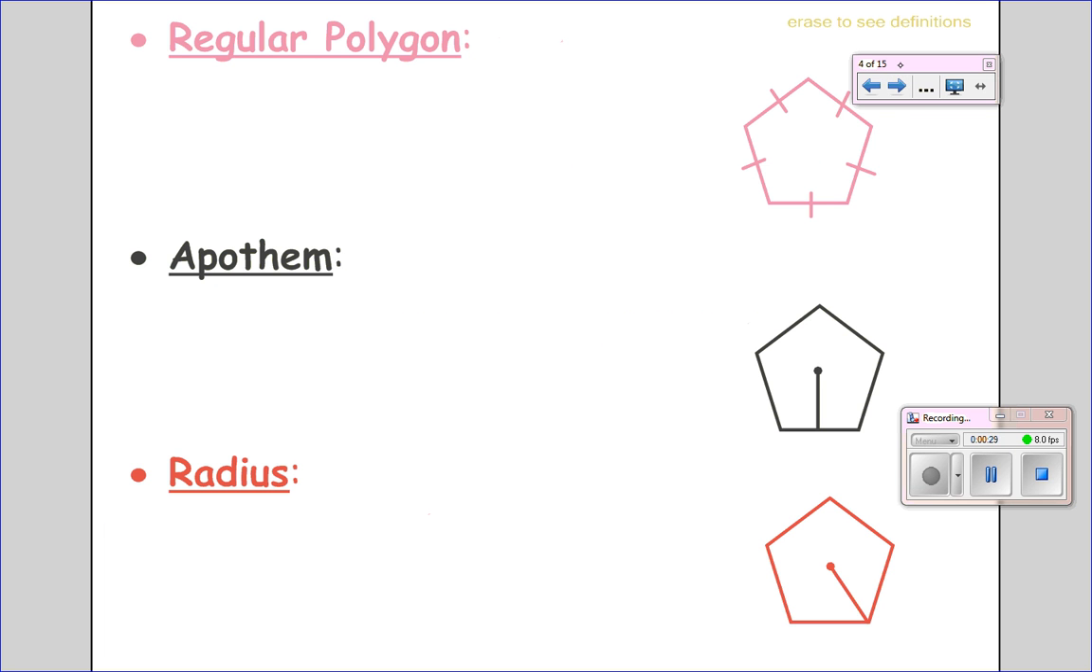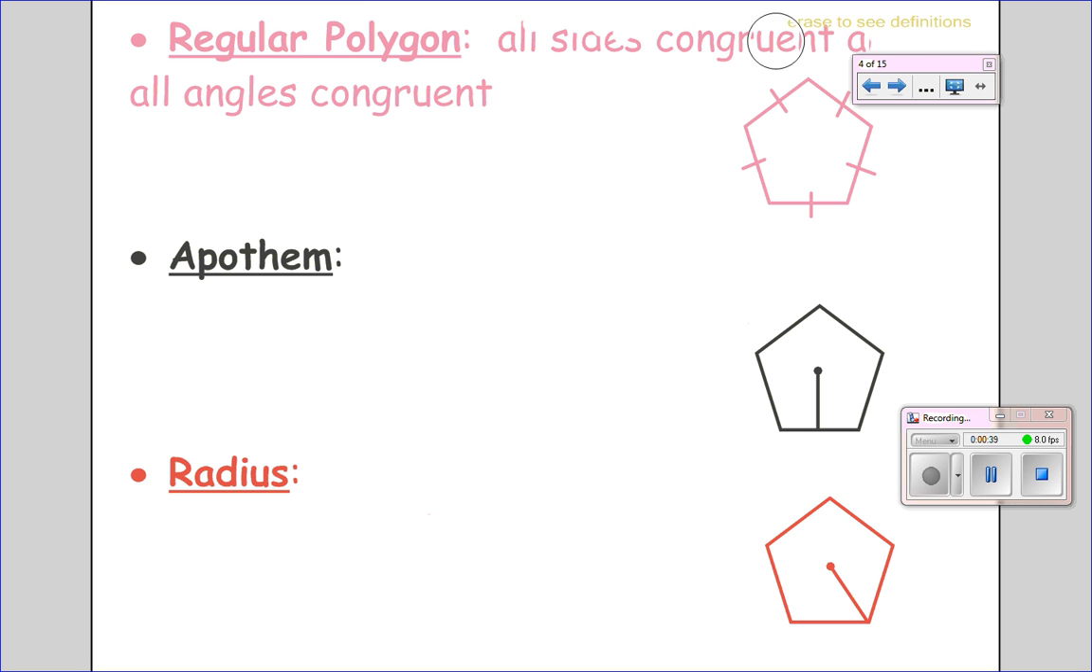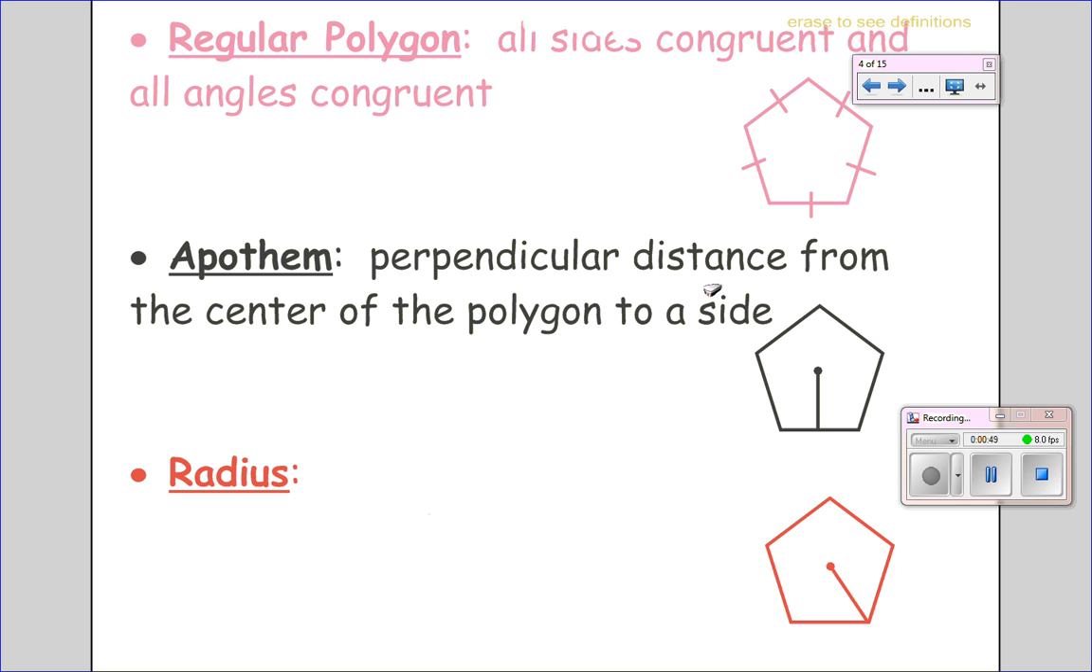So some vocab to see on a regular polygon is that first off, all angles are congruent and all sides are congruent. Now, there's a piece of it called the apothem. The apothem of a regular polygon is the perpendicular distance from the center of the polygon to a side. So it goes from the center down to the side, and it forms a 90-degree angle. Notice it does not go to the vertex. It actually goes to the midpoint of the opposite side. So it cuts this side in half right here.